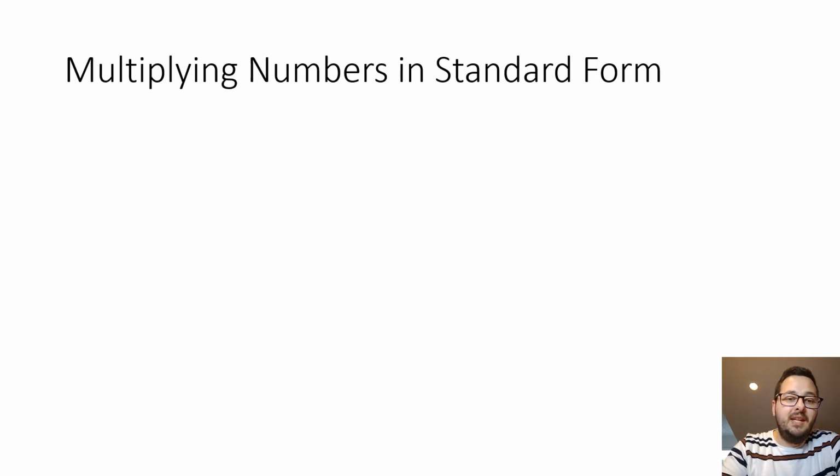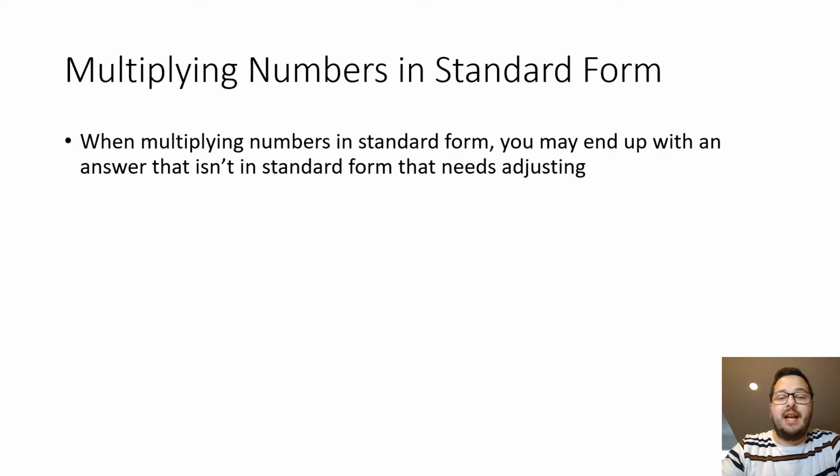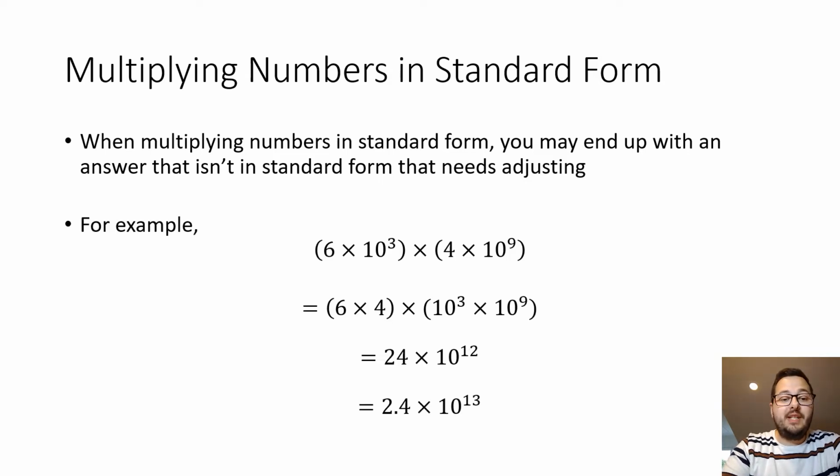Okay. Now, one thing to note is that sometimes when you multiply numbers in standard form, you'll actually end up with a number that's not in standard form that you'll need to adjust. So for example, this one here, we've got 6 times 10 to the 3 times 4 times 10 to the 9. So again, rearrange it a bit. So we've got 6 times 4, and then we've got 10 to the 3 times 10 to the 9. Now what we end up with is 24 times 10 to the 12. Now that's correct, but it's not in standard form because this 24, that number should be between 1 and 10.